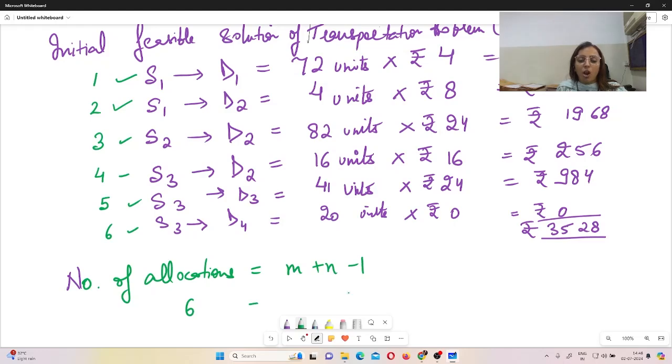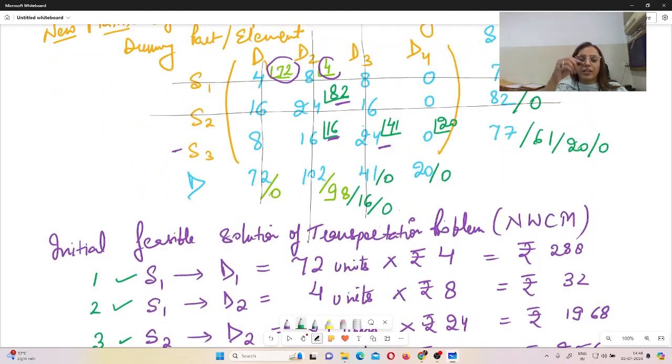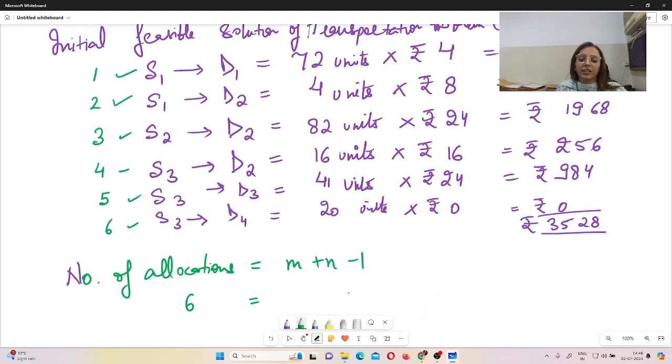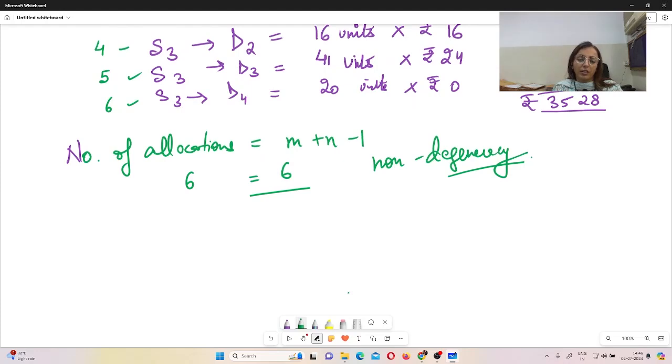And in this question, how many rows and columns are there? Check the matrix. We have a 3 by 3 matrix, but we have created one dummy. So 3 plus 4 is 7, and 7 minus 1 is 6. Yes, that means the number of allocations is equal to m plus n minus 1. That means this case has no degeneracy, so no further steps are needed. This is the final solution for your transportation problem with the help of the northwest corner method.